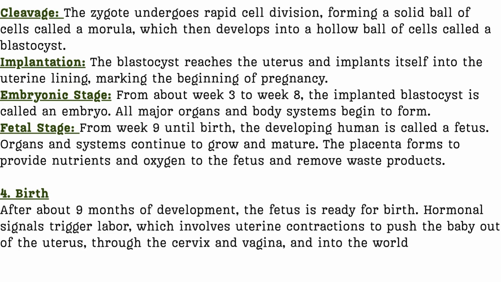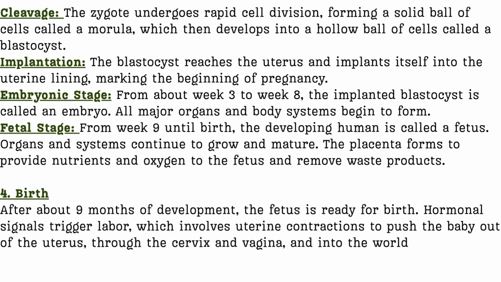The next one is the embryonic stage. From about 3 to 8 weeks, the implanted blastocyst is called an embryo. All major organs and body systems begin to form. The next is the fetal stage. From week 9 until birth, the developing human is called a fetus. Organs and systems continue to grow and mature. The placenta forms to provide nutrients and oxygen to the fetus and removes waste products.